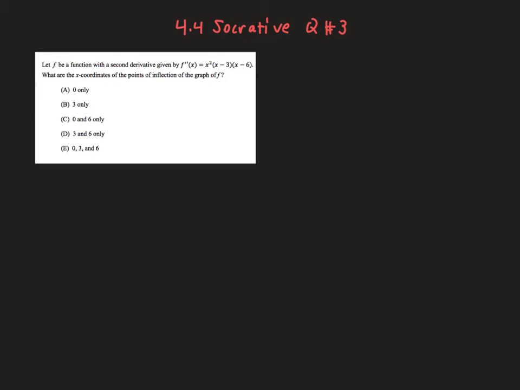In Socrative question number 3, we're asked to find points of inflection on the graph of f, and we're given f double prime, which means we don't need to do any derivatives. It's already done for us. What we know about points of inflection is they occur where f double prime equals 0 and changes sign. That sign change is important.